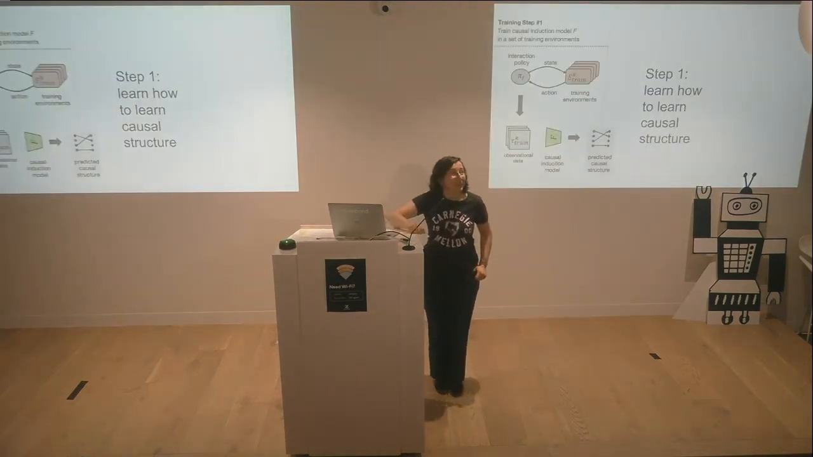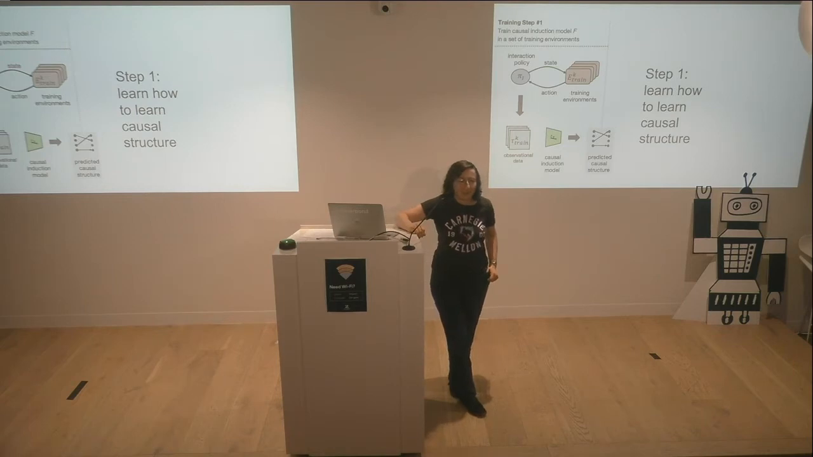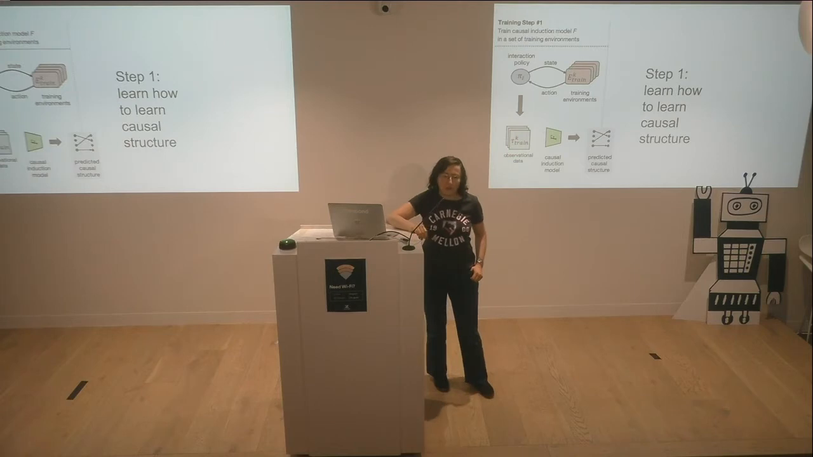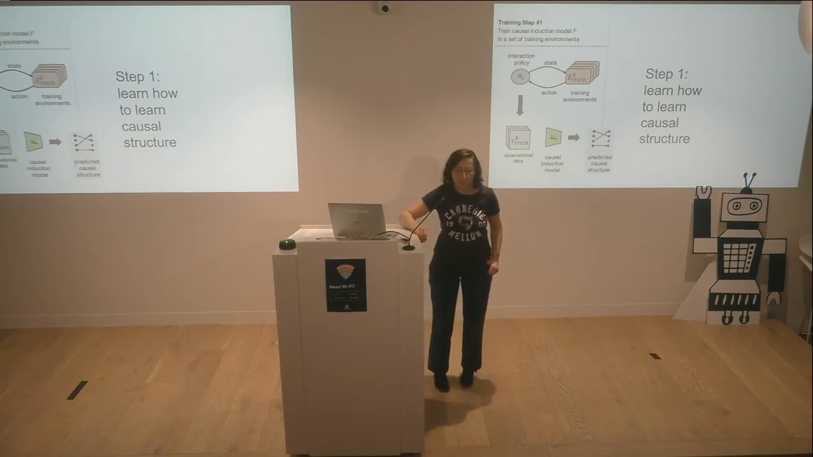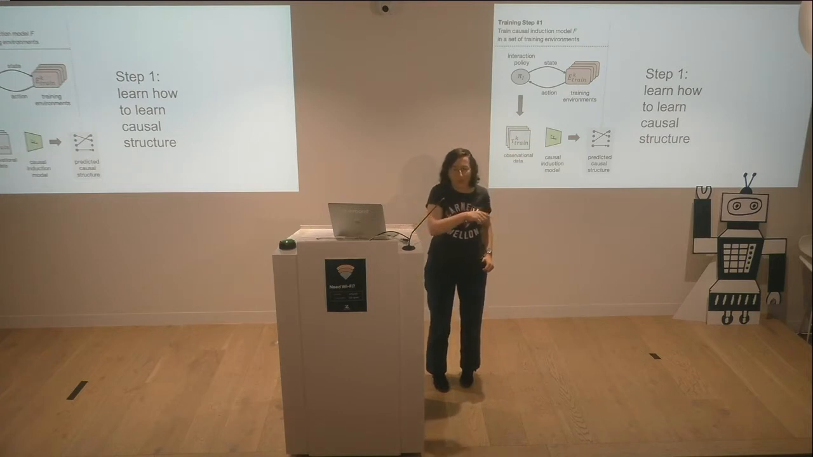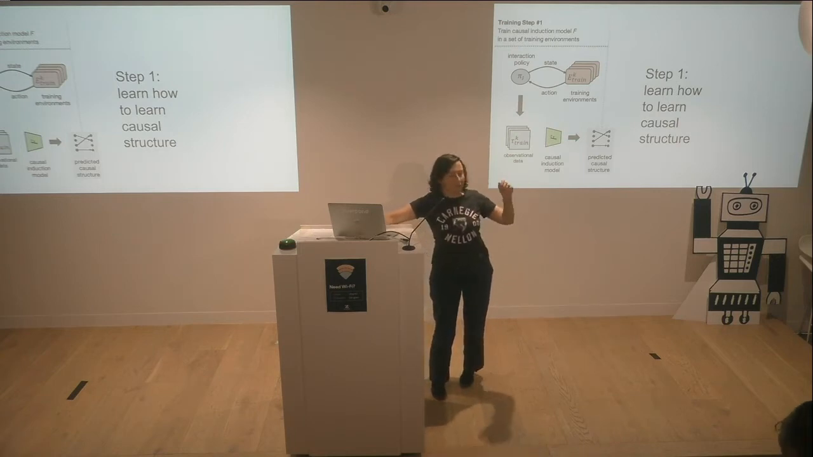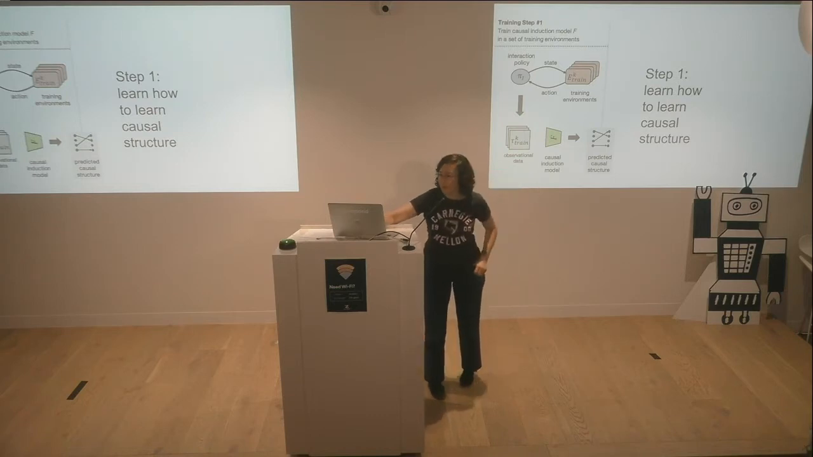Okay, so the first step in this process is that you learn how to learn a causal structure of an arbitrary house, because at test time you're going to be given a novel house with a novel causal structure. So we're learning the causal induction model, that's F in this diagram, and the training data is going to be a set of different training environments. Each one of them has a different causal structure. You get to interact with that environment up to horizon H. And for each one of those training environments, you're going to output a predicted causal structure.